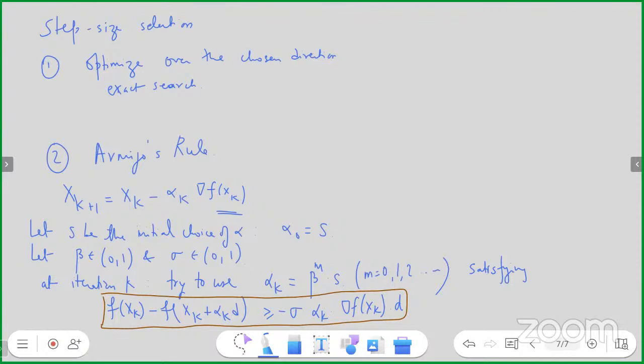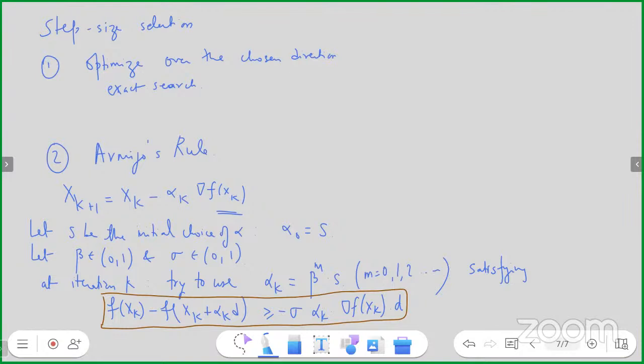So choose the largest alpha k for which this condition is true. Now, why am I always guaranteed that there exists an M for which this is true? It's true for alpha k equal to 0. Not 0. D is a descent direction, so there is at least some step I can take so that I can decrease something. In the worst case, if you are already at the stationary point, it will be 0. So in the limit alpha k going to 0, you should be able to satisfy this constraint.